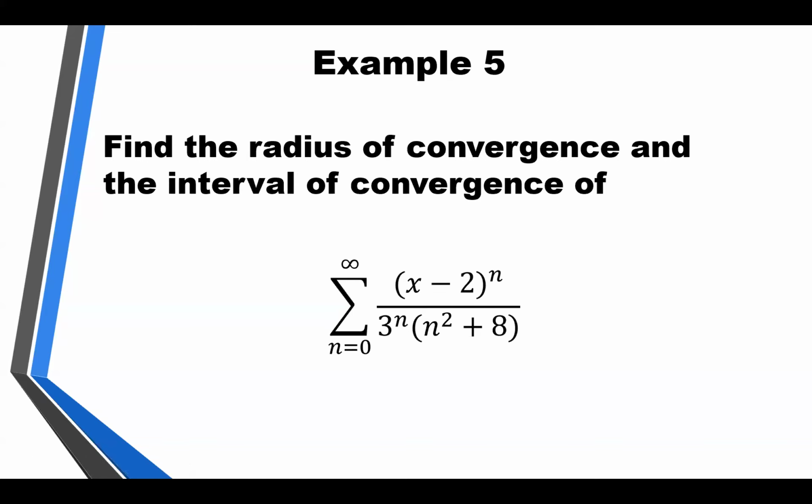Let's look at another example. Here we have example 5. We have an infinite sum of x minus 2 to the nth power divided by 3 to the nth power times n squared plus 8, where 3 to the nth power times n squared plus 8 is in the denominator, and x minus 2 raised to the nth power is in the numerator, and we're summing all those terms up from n equals 0 to infinity. If you want to try this on your own, push pause on the video and do that.